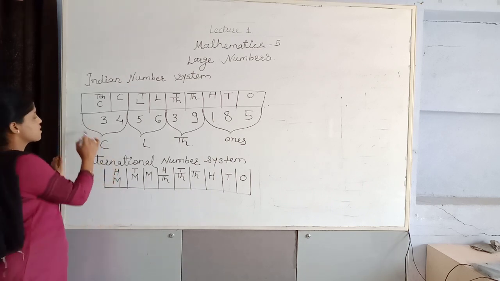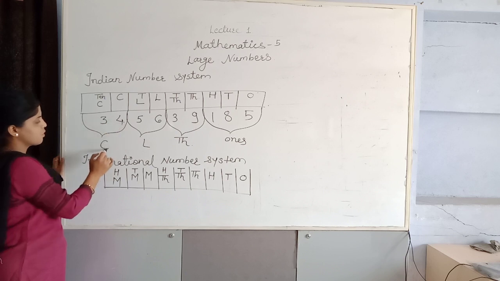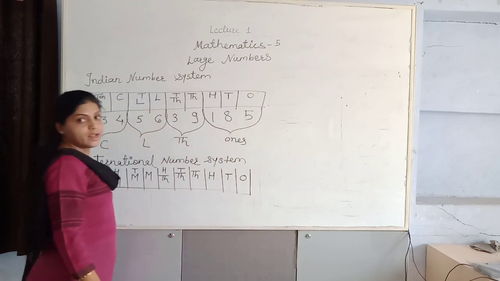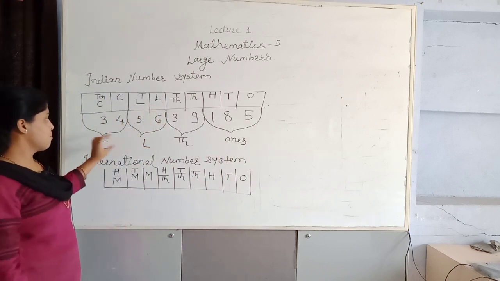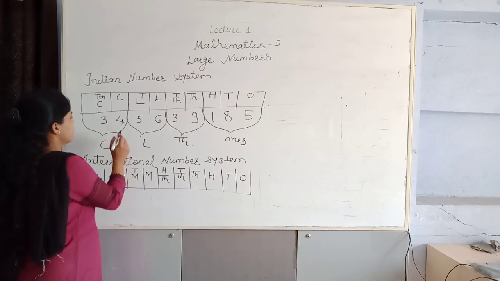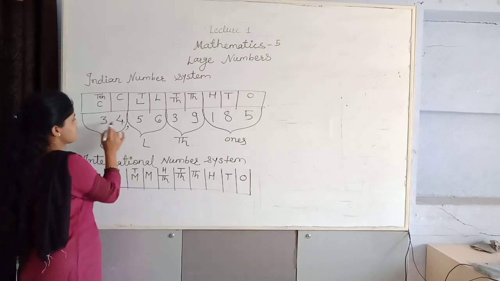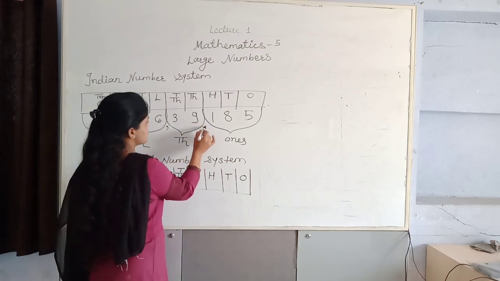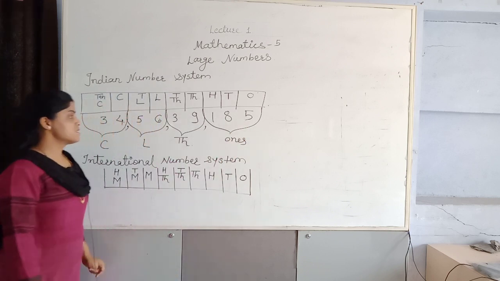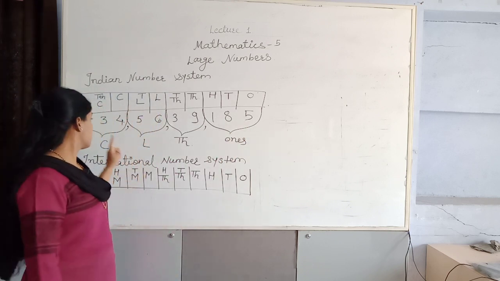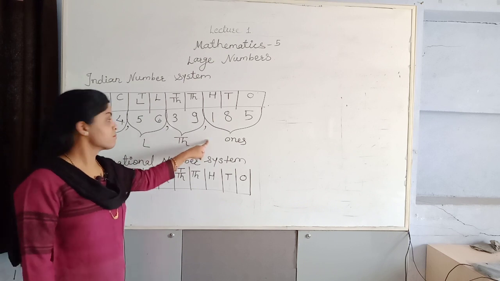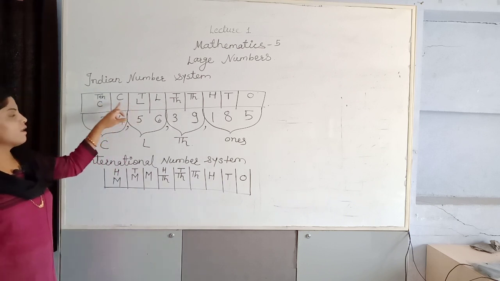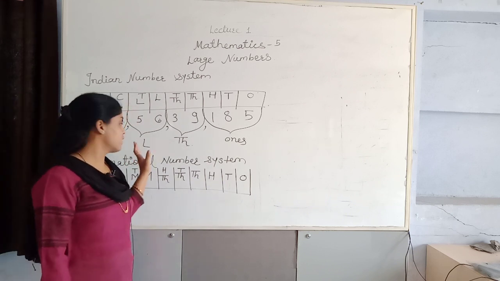Now we can read this crores period together. That means 34 crore 56 lakh 39,185. It helps us to read the number. One more thing is there. If we put the commas according to the periods, it means 34 crore comma 56 lakh comma 39 thousand comma 185. That means when you have to read the number, commas help us to read and write the number. This is the number in the Indian number system. Only lakh and crore, these two words are used only in the Indian number system.